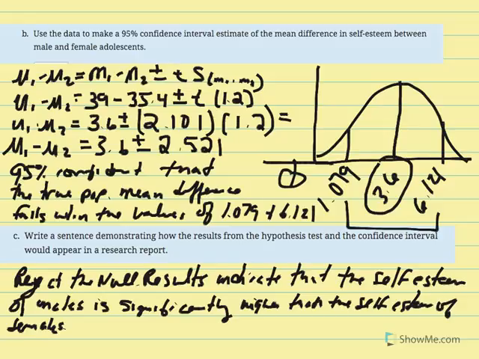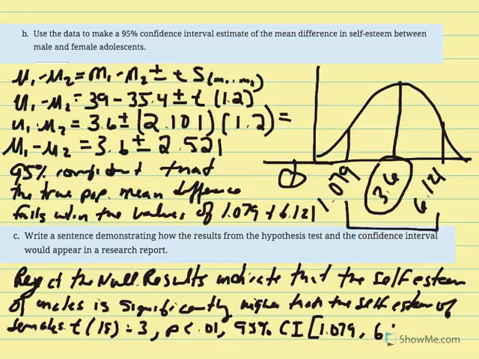And we would identify what type of test we conducted. We conducted a t-test where degrees of freedom were equal to 18, and our t-statistic was equal to 3, and the probability of obtaining that t-value is less than our alpha of 0.01, and then we calculated a 95% confidence interval, and the range of that interval was 1.079 through 6.121, period.